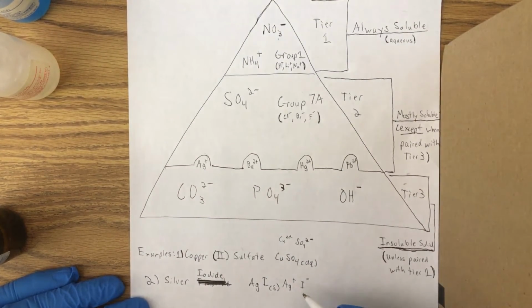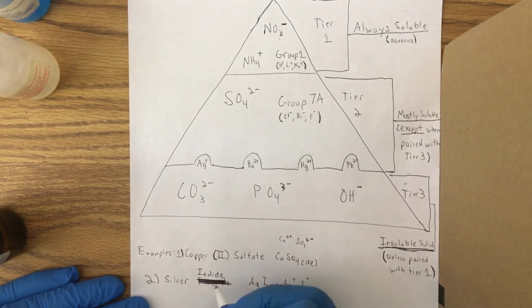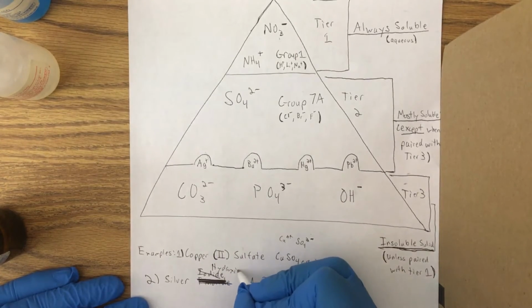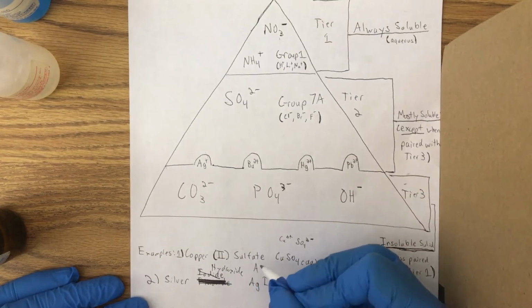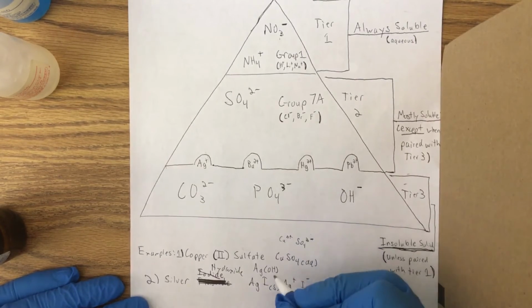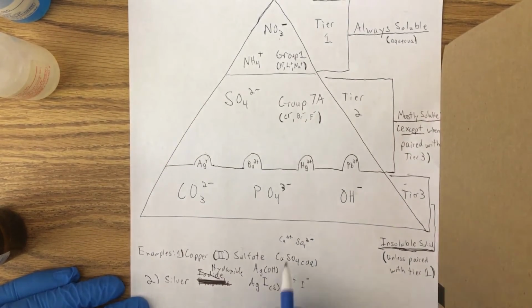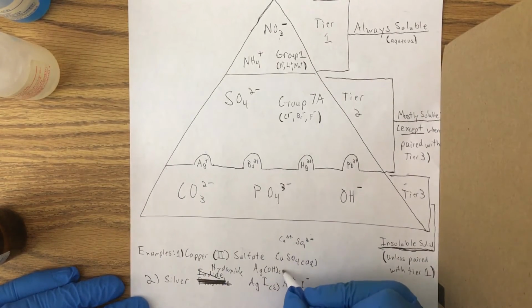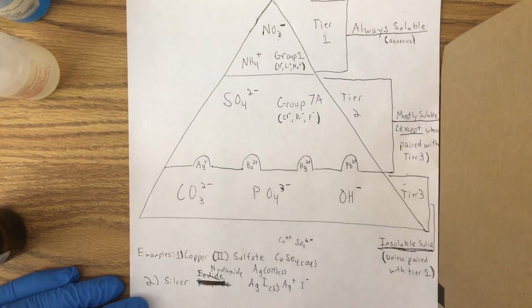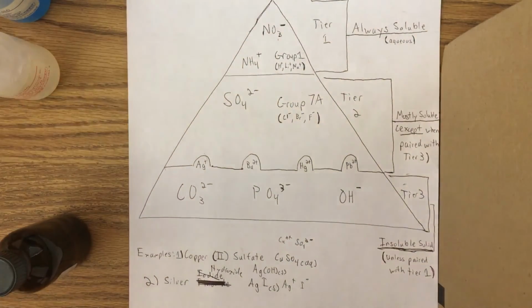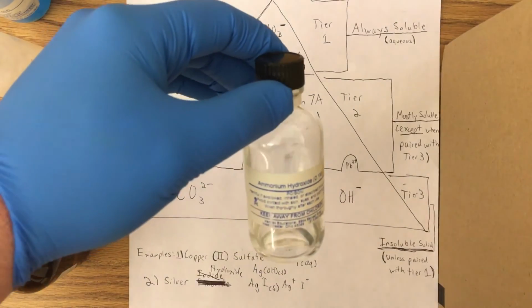I did not bring my silver iodide. So I did not bring my sodium iodide. So let's turn this into silver hydroxide. So AgOH, we definitely would expect to reside in the bottom tier because both of these are in tier 3. We would expect this to be solid. Again, I don't have silver hydroxide, but I do have the silver nitrate, and I do have ammonium hydroxide.